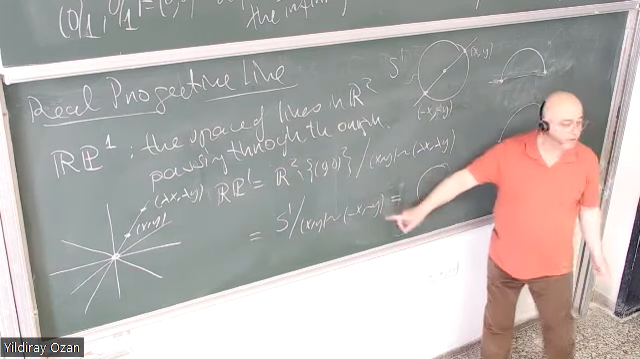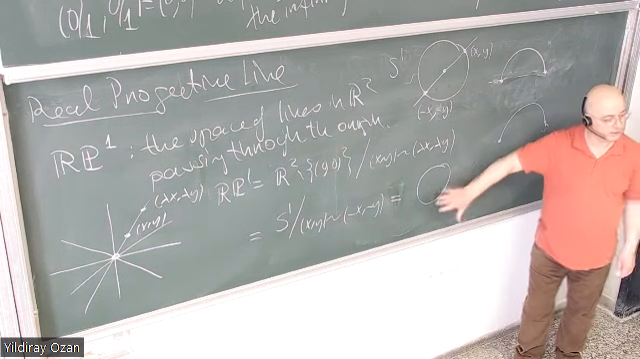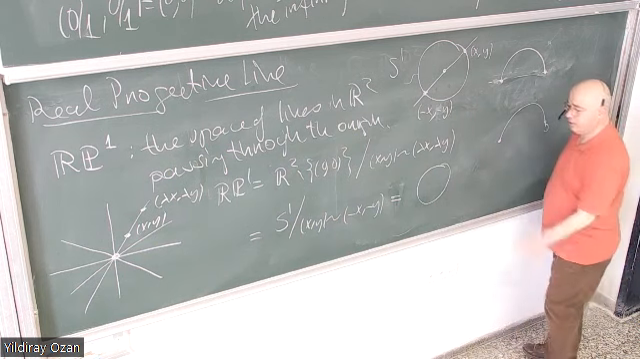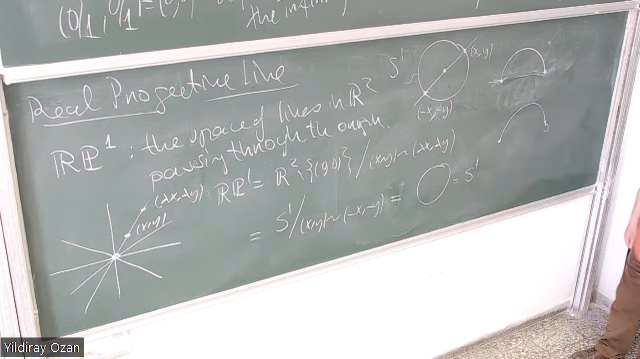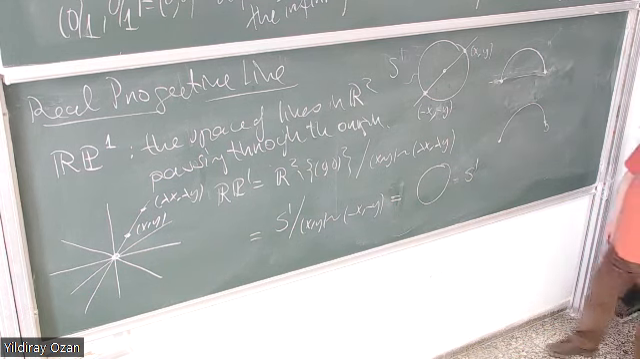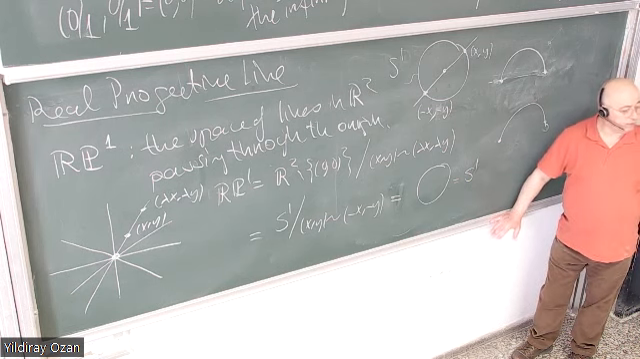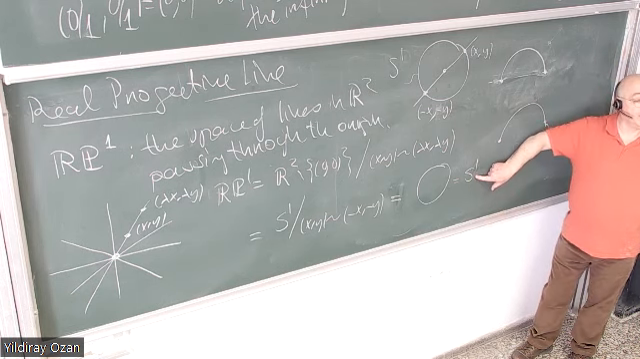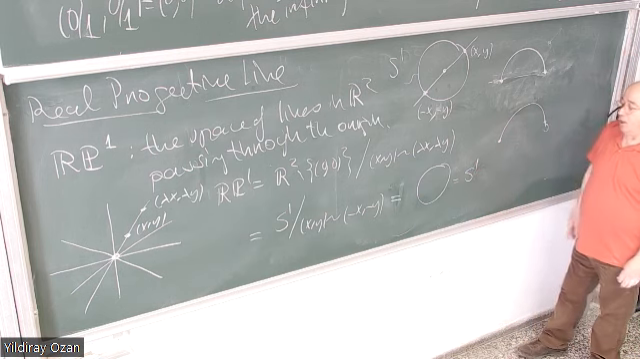So RP1 is another circle. This is easy to see, right? This is actually a circle also. And what we do is we just compactify R with one point.